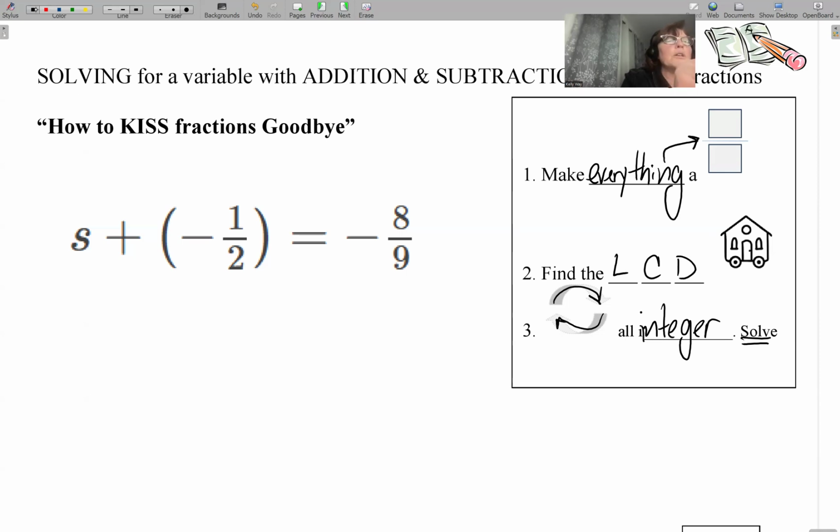Okay, so take a look here. We have the variable s, negative 1 over 2, negative 8 over 9. First, you make everything a fraction. You change mixed numbers into an improper fraction. This s, I'm going to put over 1. Why? Because I want it to be a fraction. Now you find your tiny home of 1, 2, and 9. What is the smallest number that both 2 and 9 go into?